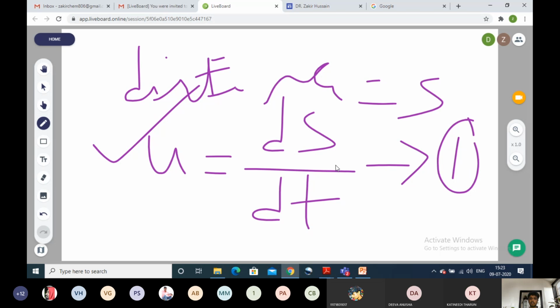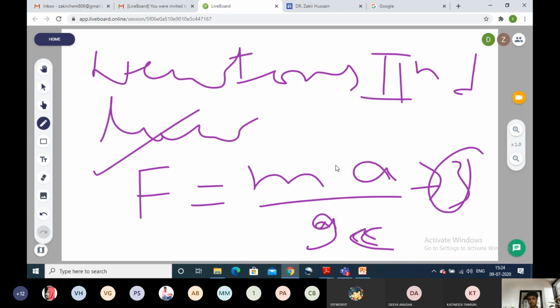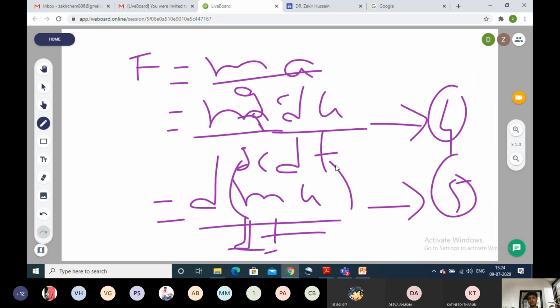Whenever a constant force is acting on a massive body, it will create some acceleration in the body. That acceleration is given as small a is equal to du by dt, change in velocity with respect to time. From Newton's second law of motion, force is nothing but mass times acceleration. In order to compensate for the gravitational constant, we incorporate ma by gc. Now, from the definition of acceleration, a is nothing but du by dt, so from equation 2 we substitute du by dt in place of acceleration a.